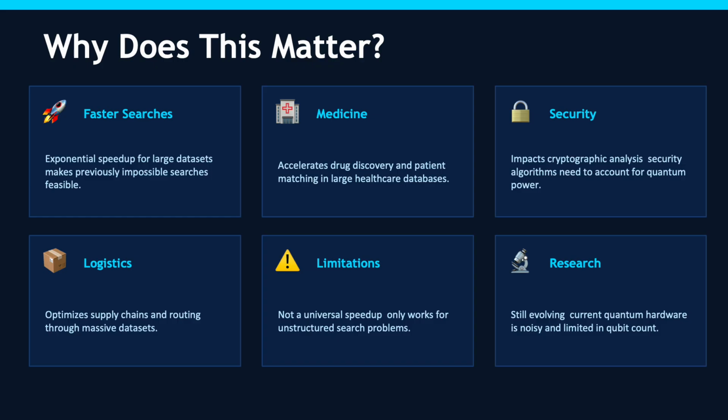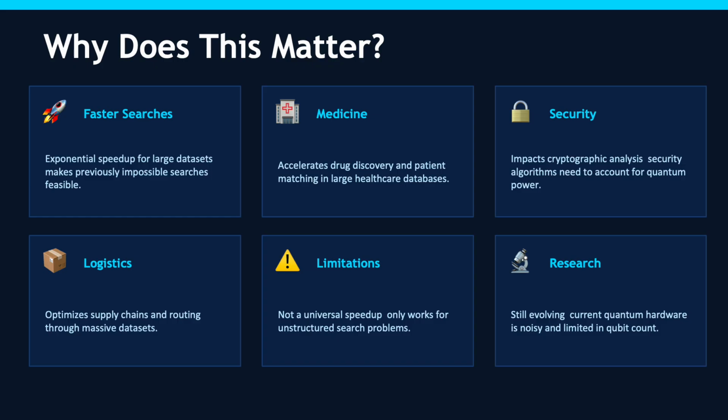So what does this matter actually? Grover's algorithm matters because searching is one of the most fundamental things computers do. Every time you type something into a search engine, every time a bank checks for fraud, every time a doctor looks for a patient record, all of that involves searching through data. Making searches dramatically faster has huge real-world consequences.